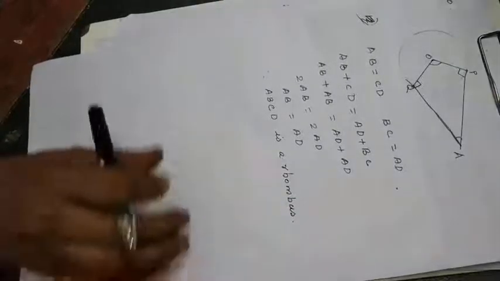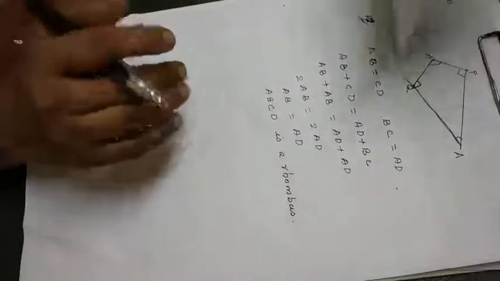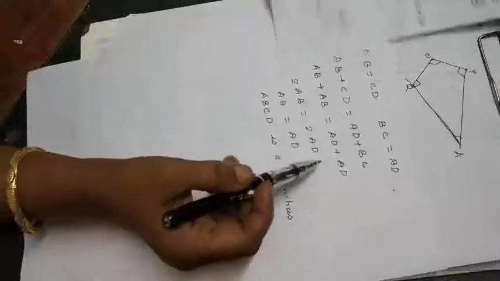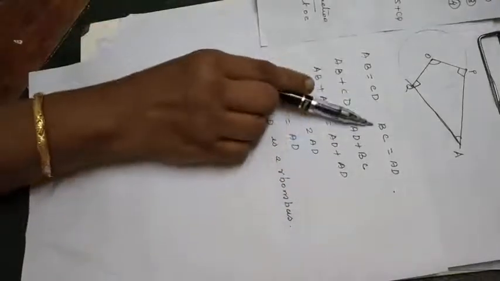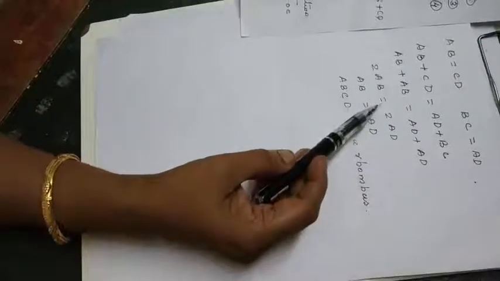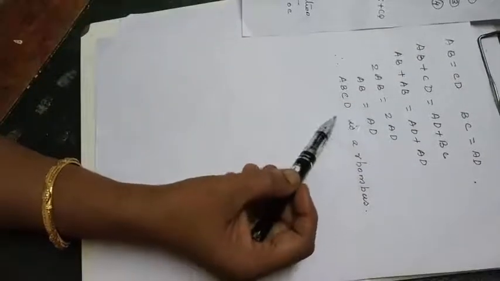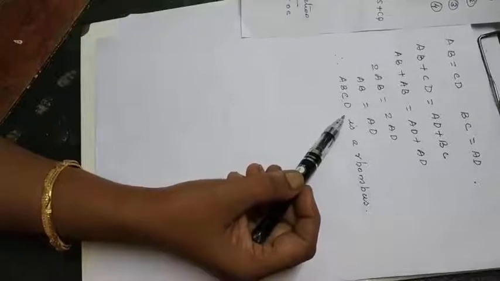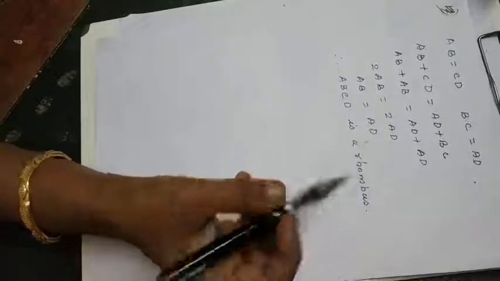Okay, how are we done? Up to the 8th question it will come the same way. Now applying the property of a parallelogram, we are getting that adjacent sides are equal. If adjacent sides are equal in a parallelogram, it is a rhombus.